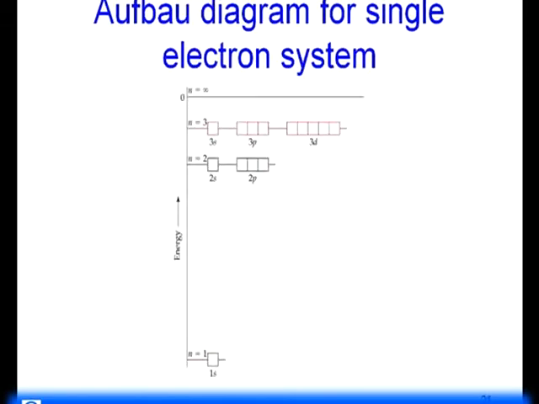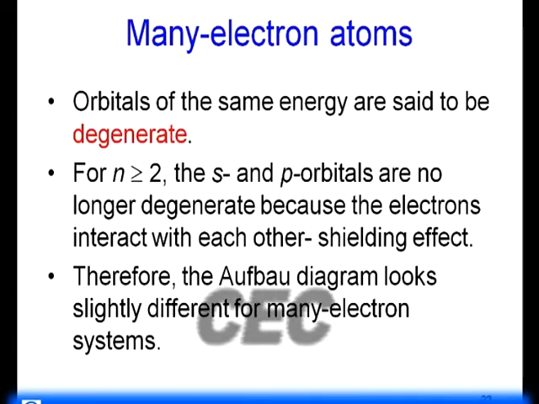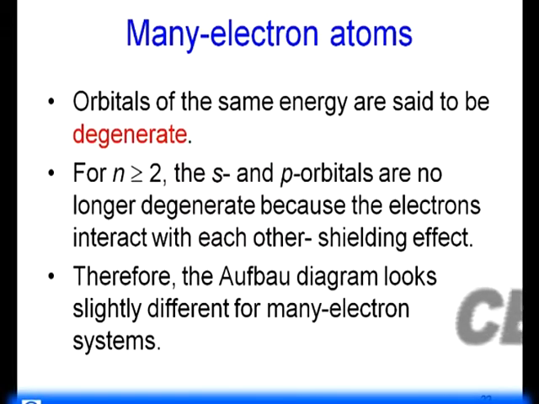This is how I have pictorially shown it, but this is only for a single electron system, which could be a hydrogen atom, a helium plus ion, or a lithium 2 plus ion. Any system which contains only one electron will be described by this. For many electron atoms, there is a difference.